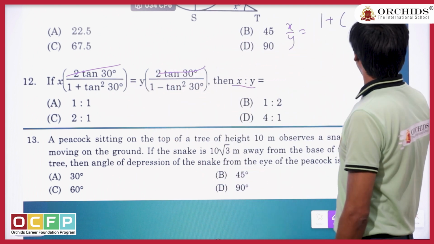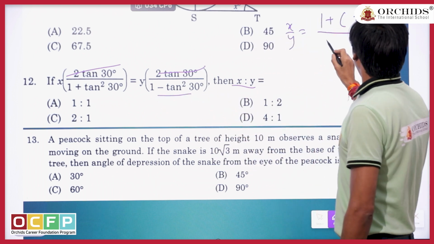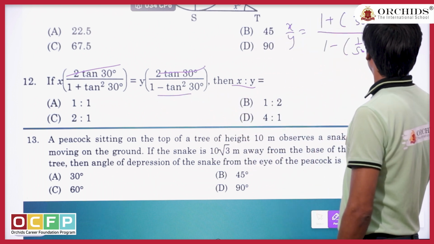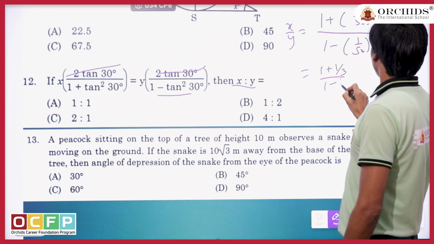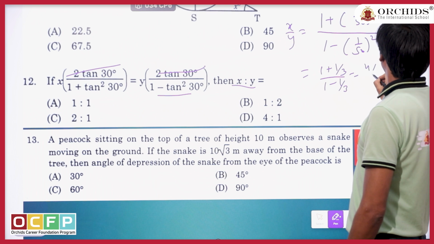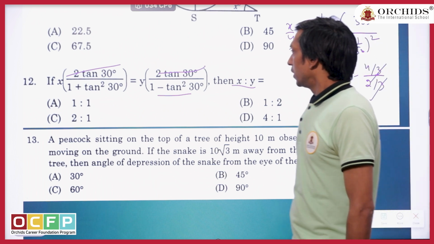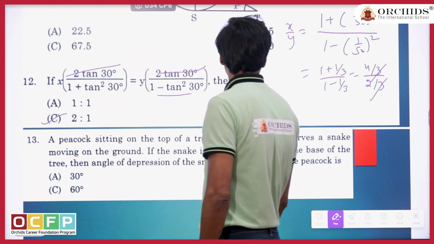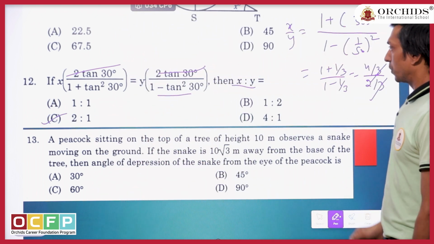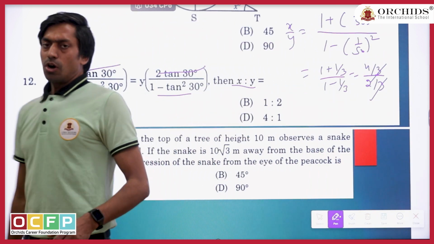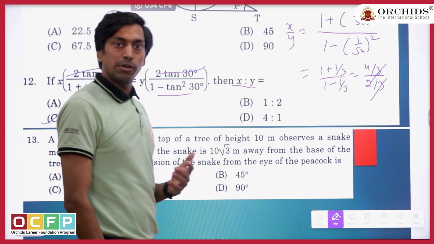We know tan 30 is 1 by root 3. So its square upon, what is the denominator on the right hand side? 1 minus 1 upon root 3 whole square. So when you solve, what will you get? 1 plus 1 by 3 divided by 1 minus 1 by 3, and that is equal to what? 4 by 3 divided by 3 minus 1, which is 2 by 3. So you'll get 4 by 2, which means 2 is to 1 is the required ratio of x upon y, or x is to y. So the answer is what? 2 is to 1 is the required ratio for this particular question. We simply have to put the values of these trigonometric ratios, but before that we have to simplify to avoid any kind of unwanted calculation.